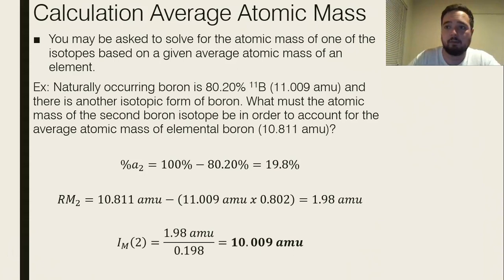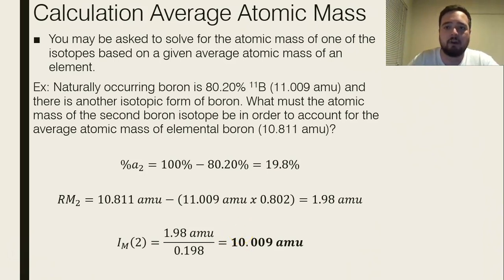The next thing we know is that we can bring it back further to our basic equation for relative mass and say, okay, I want to solve for the mass of that second isotope. So what I say is the relative mass of the second isotope divided by the fractional abundance. This is just the percent abundance divided by 100% to get 0.198. That is equivalent to the mass of that second isotope, and it's 10.009.